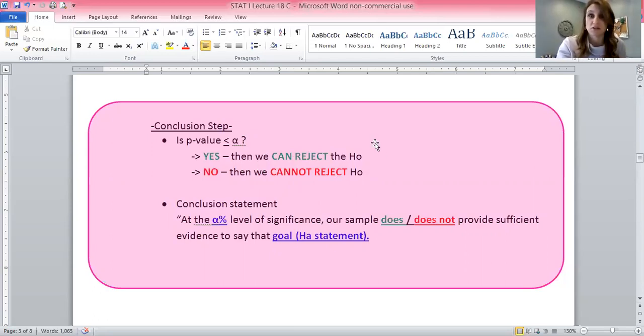That's all you have to write. You don't even have to write anything different than those. You don't have to put it in context. Then you're going to make a conclusion statement. Now this conclusion statement needs to be in context, and I look for key things in this statement.